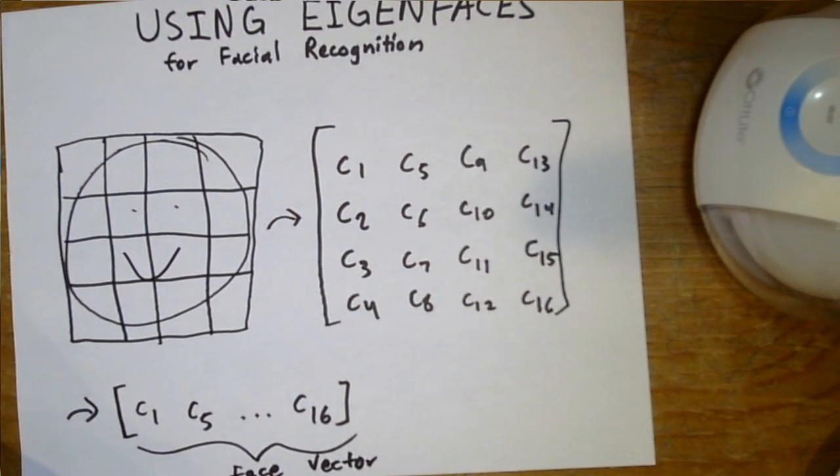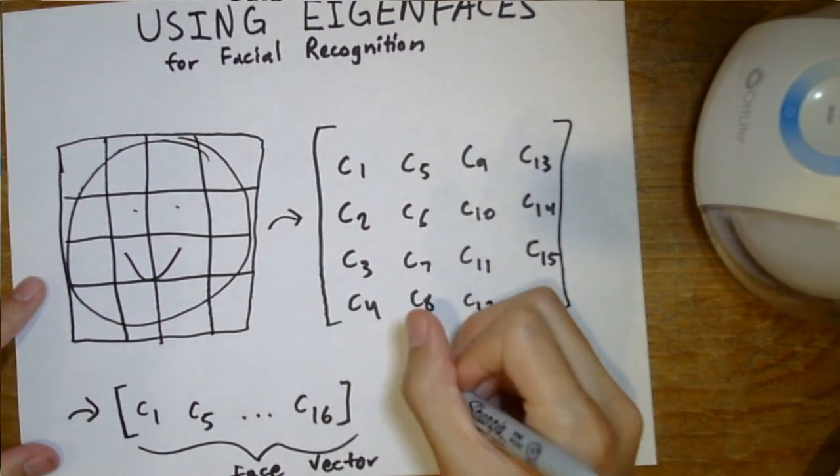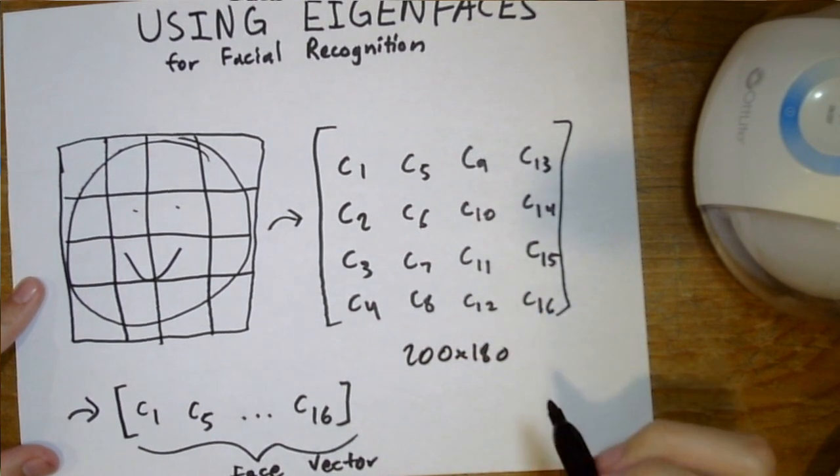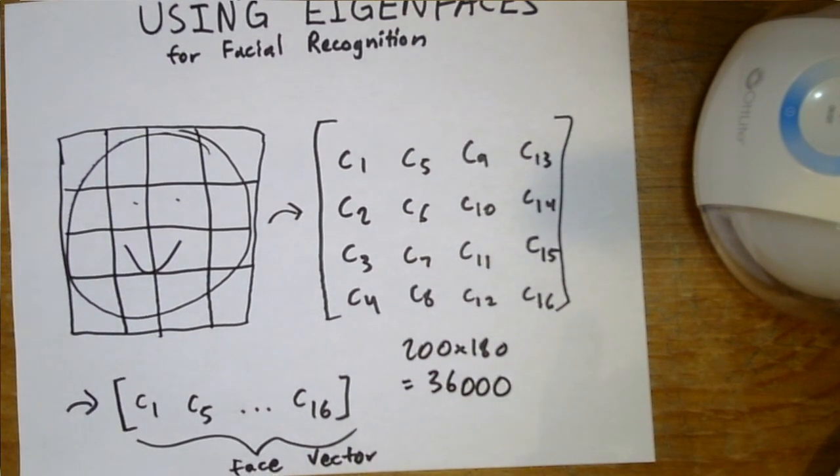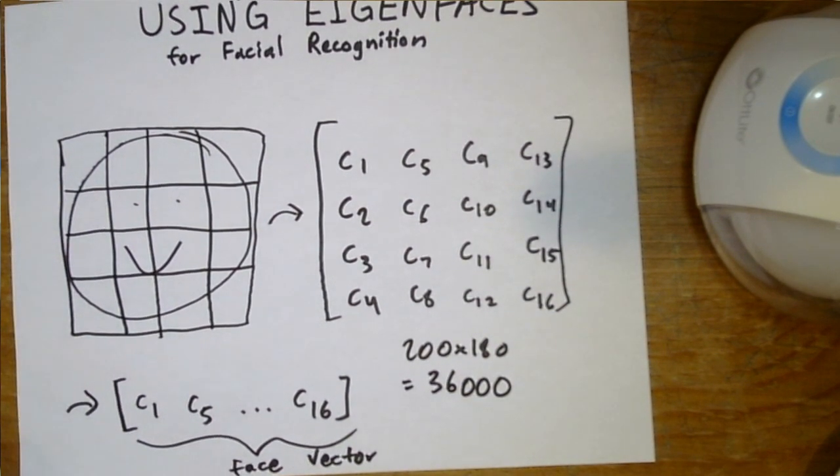So now for normal resolution images, we will have much higher numbers of pixels in each face, and thus very large face vectors existing in very large vector spaces. So, for example, a 200 by 180 pixel image will become a 36,000 dimensional vector. But we want to find patterns in this massive space, and we simply don't have that much computational power. So how do we do this?